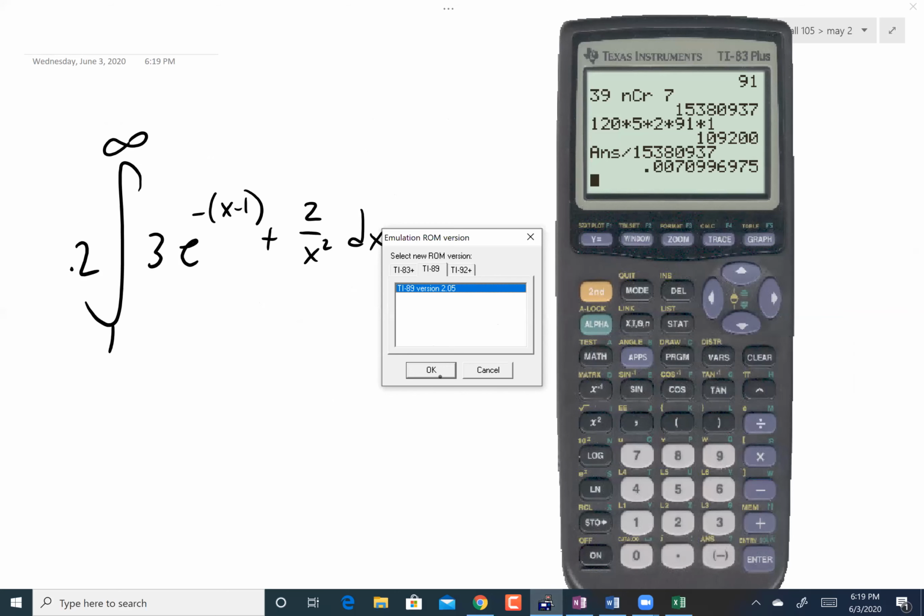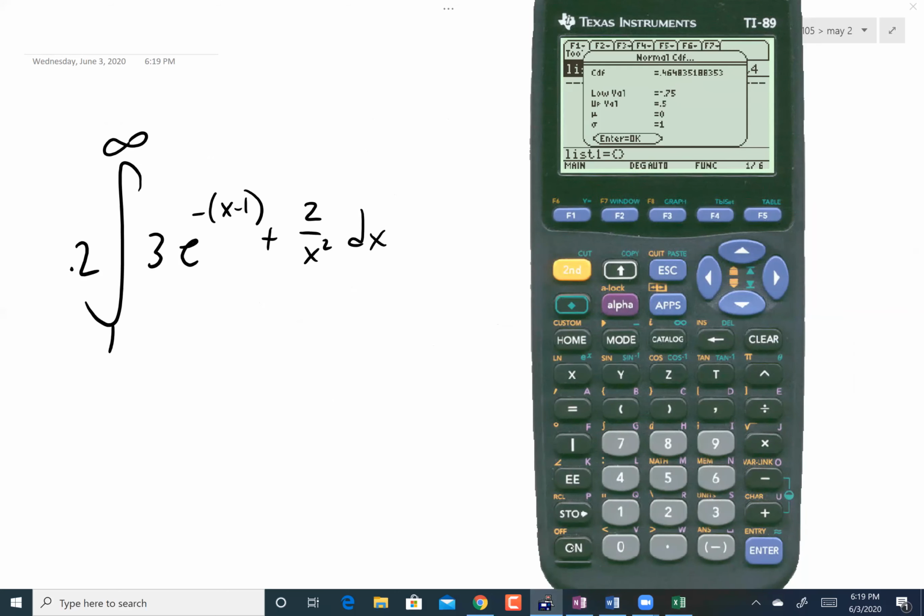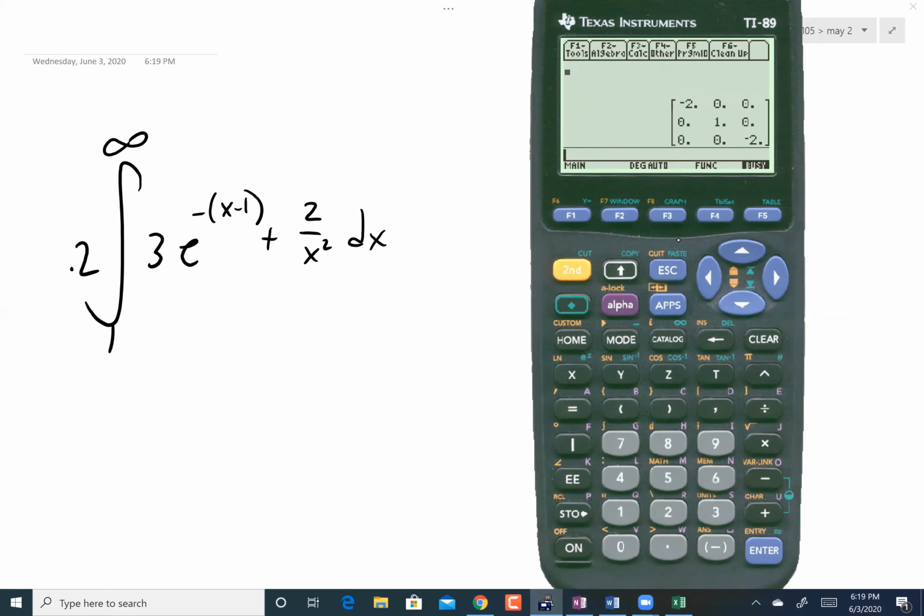Calculator's not helpful. There we go, that's better. So escape, home. All right, so F3 for calculus. And don't forget your 0.2. 0.2, and then 3e to the negative x minus 1 plus 2 divided by x squared, comma x, comma 1, comma infinity. And I'll go ahead and show the infinity here, and we'll see that it works. If it doesn't work, I'll show you a different way around it. Oh, look, it worked. Yay, it sums to 1.